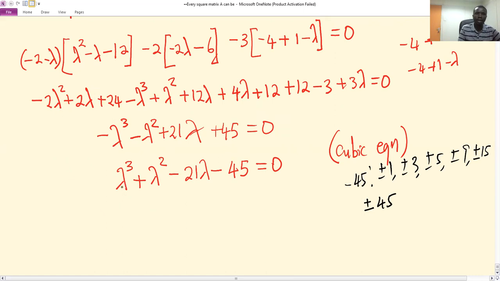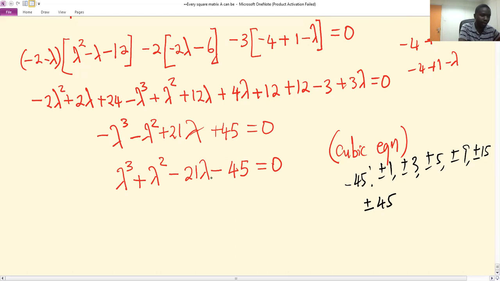So if you try 1, 1 plus 1 is 2, 2 minus 21 minus 45. Obviously, it cannot give us 0. Minus 1 will be minus 1 plus 1, 0, plus 21 minus 45. Also, that will not work. If we try 3, we'll have 3 cubed plus 3 squared minus 21 times 3 minus 45. So 3 cubed is 27 plus 9 minus 21 times 3 minus 45. That's minus 72. So that will not work. Negative 3: negative 3 raised to power 3 plus square minus 21.